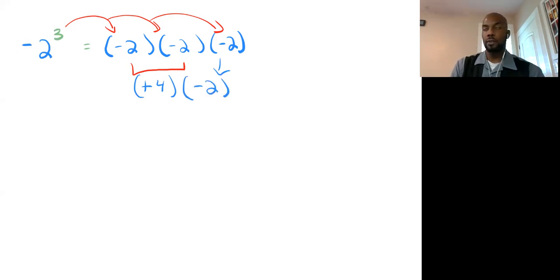4 times negative 2, a negative times a positive is a negative number. So negative, and then 4 times 2 is 8. So my final answer is negative 8. So like I was saying, if you have a negative number taken to an odd power, like 3, you're going to get a negative number. Every time. Every single time.